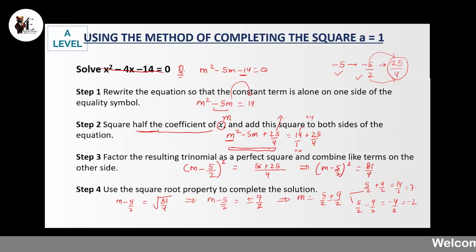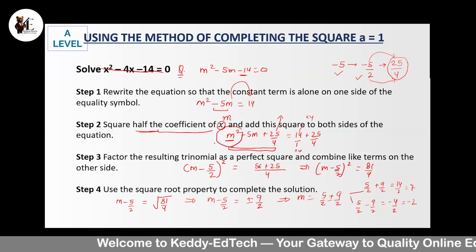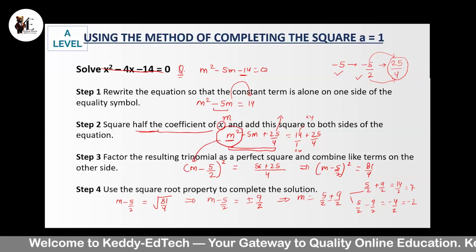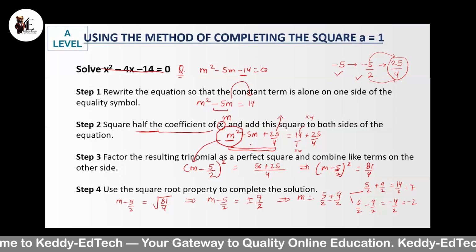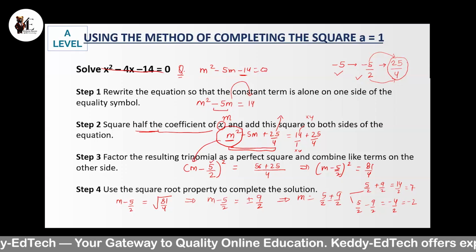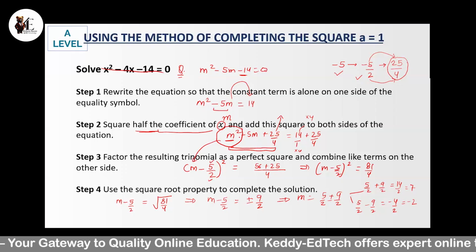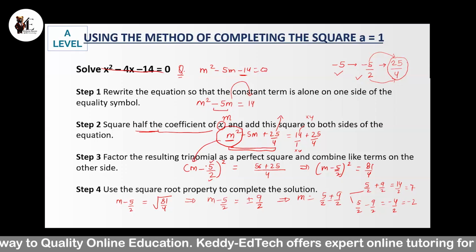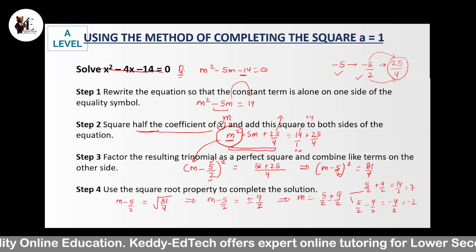Then on the left hand side, this is a trinomial. You have to express this in the form of a perfect square. You have to identify which two terms are the square terms. The first term is clearly visible: m square is the square of m. And the second will be 25 over 4. 25 is the square of 5 and 4 is the square of 2. And since one of the terms is negative, you have to put a negative sign between them.